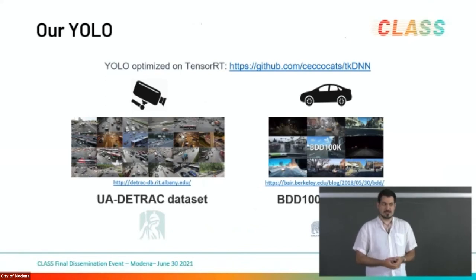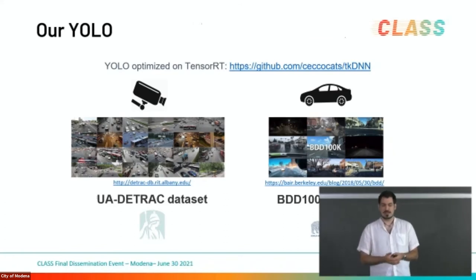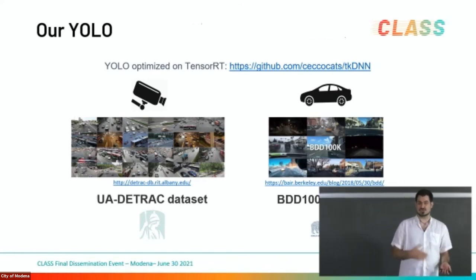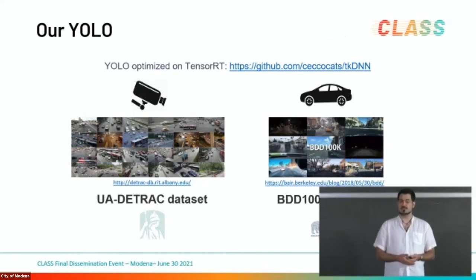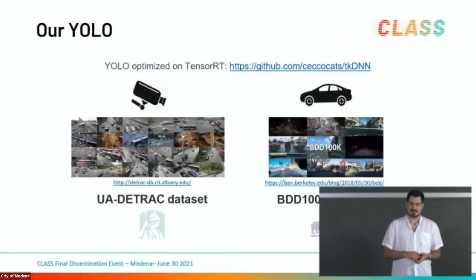Why is that? Because we needed speed for YOLO. So YOLO is implemented in C++ and also in Python, but what we needed to do was to accelerate it to be able to run on GPU. Why? Because our edge and fog nodes are GPU capable devices. And therefore we optimized our YOLO using TensorRT, and we have published this as tkDNN, which is an open source project inside the project.